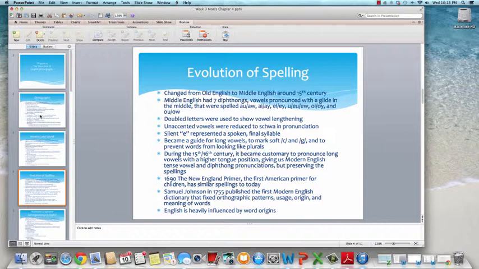And then Middle English had 7 diphthongs, which included vowels pronounced with a glide in the middle that were spelled AU/AW, AI/AY, EI/EY, EU/EW, and OI/OY and OU/OW. So you had all those letters that were 2 vowels because, again, those sounds were elongated in the English language at that time. So they used double letters to show vowel lengthening.